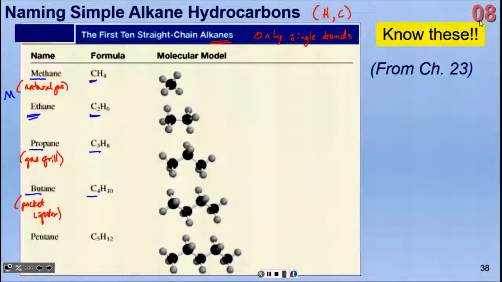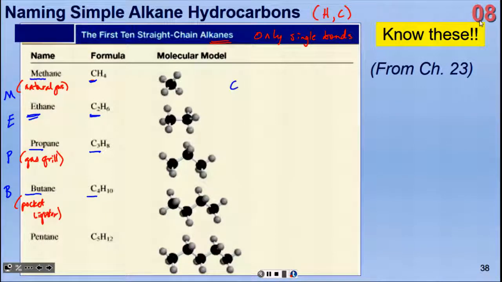Some of my students have loved to remember this by thinking in terms of the first letters, and a mnemonic device, "me eat peanut butter," puts them in the right order. They all have single bonds, and the carbons are connected together.